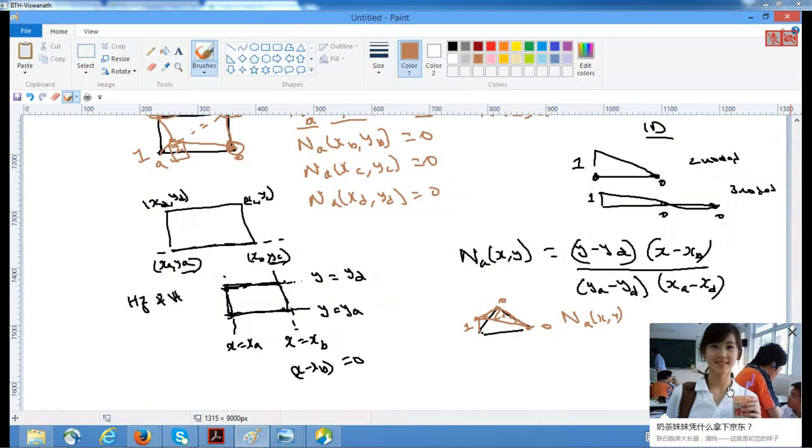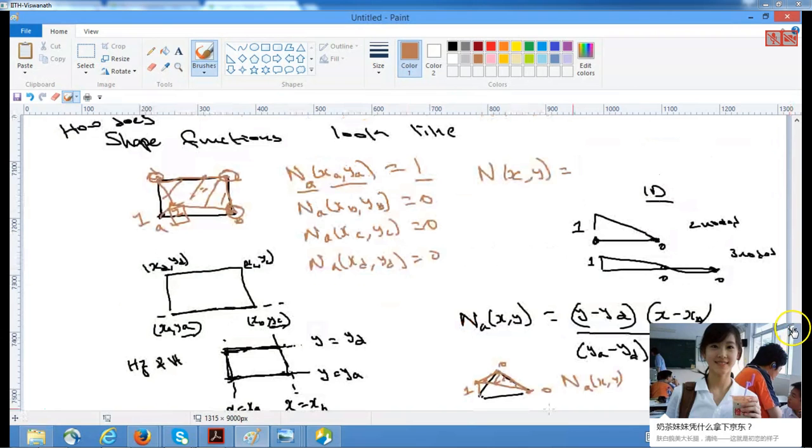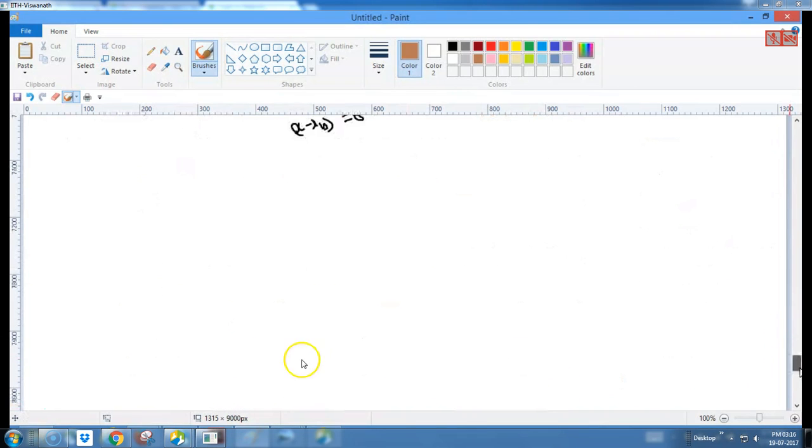So this is how your shape functions look for the 2D. Now coming to the 3D. Let's finish this class by defining something for the 3D. But before doing that, let's summarize the 2D elements.